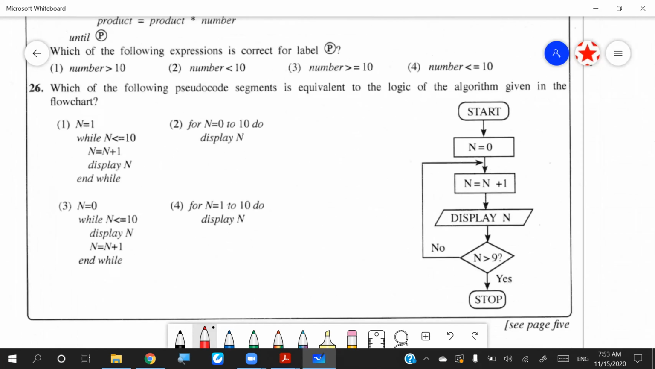Now, this particular flowchart, if we consider it, starts with n is 0, n is going to increment by 1, and then n is going to be displayed. Then it will be checked whether n is larger than 9. And it is iterating. This is an iteration. So it is iterating on the no path, right?